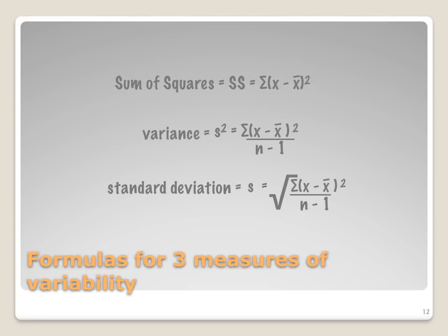So just to reiterate, here are the 3 formulas for our 3 measures of variability. We have sums of squares, symbolically notated as SS, and the formula with symbolic notation is sigma x minus x bar squared. The variance, symbolic notation, is s squared. The formula with symbolic notation is the sum of x minus x bar squared over n-1, or divided by n-1. And the standard deviation, symbolic notation s, is that variance formula, the sum of x minus x bar squared divided by n minus 1, with the square root taken of that whole formula.